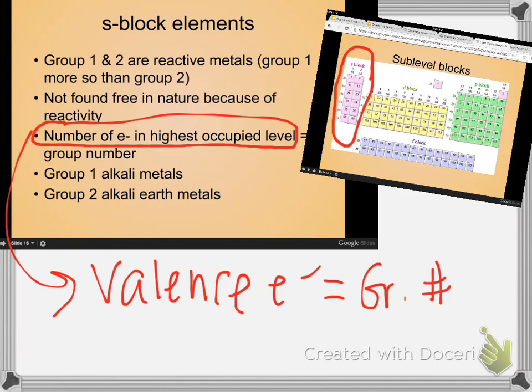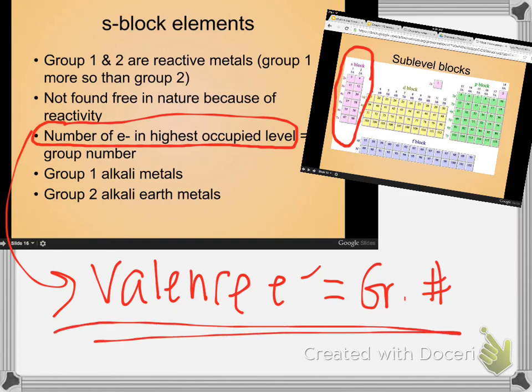Don't all jump up at once. Just one. For group 2, how many valence electrons are there? Two. Yeah. Knowing that right off the top of your head, knowing that at 2 a.m. out of a dead sleep becomes really important.